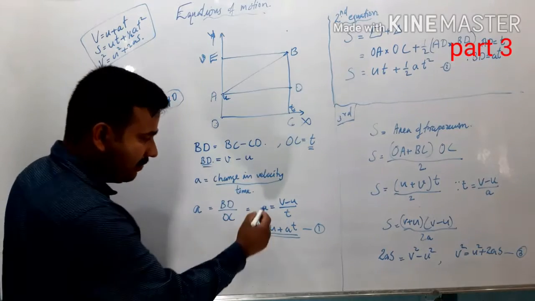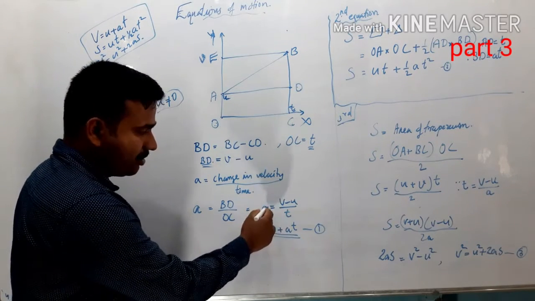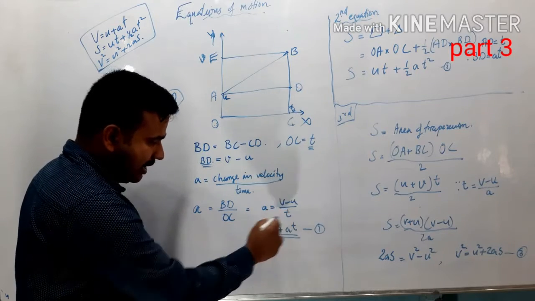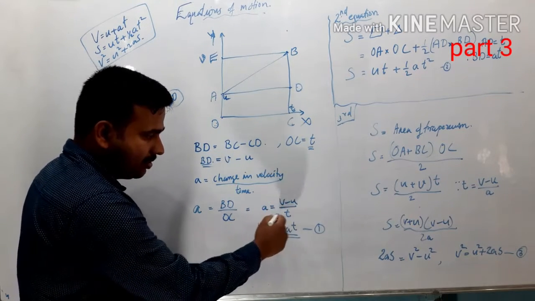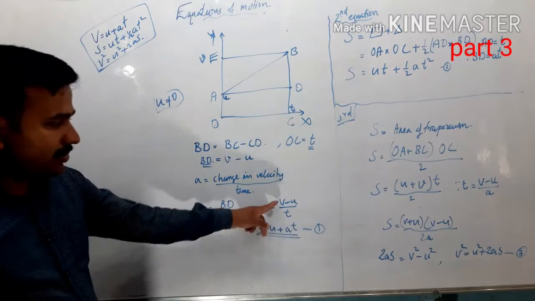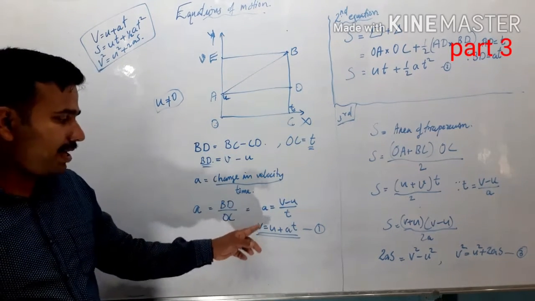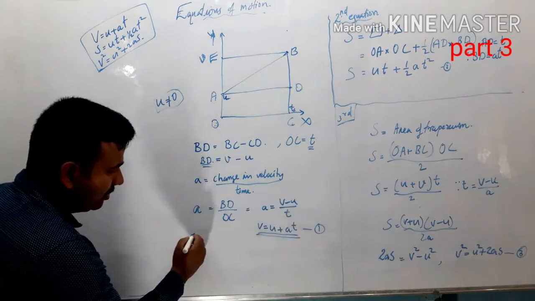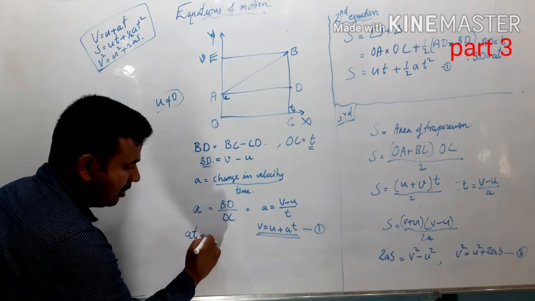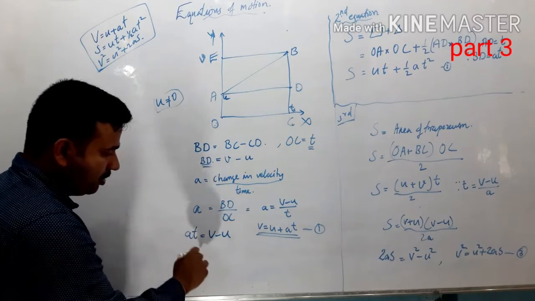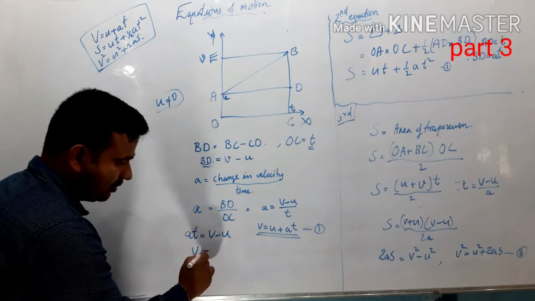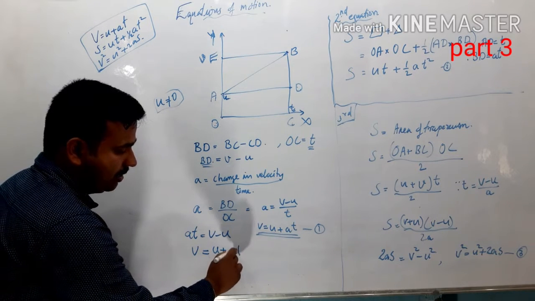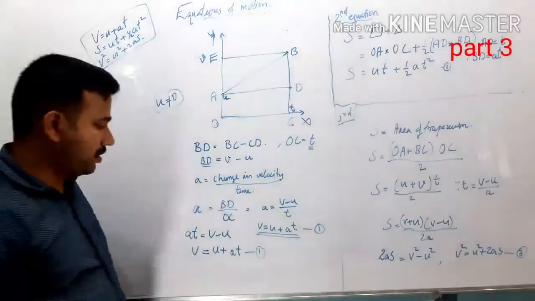Or we can write, acceleration A will be equal to BD, that is V minus U, divided by T. From this equation we can write it this way: AT will be equal to V minus U. Then taking U to the right hand side, we will get the first equation, V is equal to U plus AT. So this is the first equation of motion.